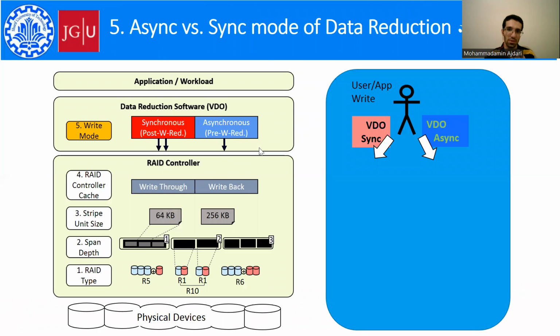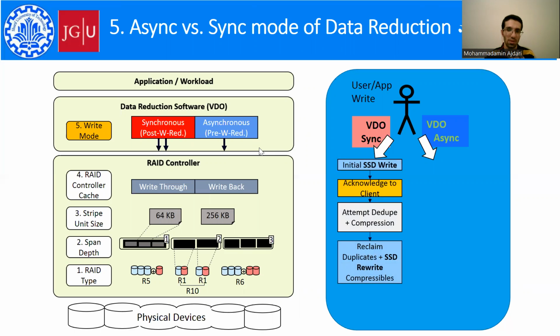The fifth important parameter is about how a data reduction module should guarantee data write consistency. Two modes exist with Red Hat VDO, namely sync mode and async mode. The sync mode guarantees a strong consistency for all applications by first writing all data to SSDs and acknowledging to clients, then starting data reduction operations. As sync mode has additional write overheads, the async mode exists as well.